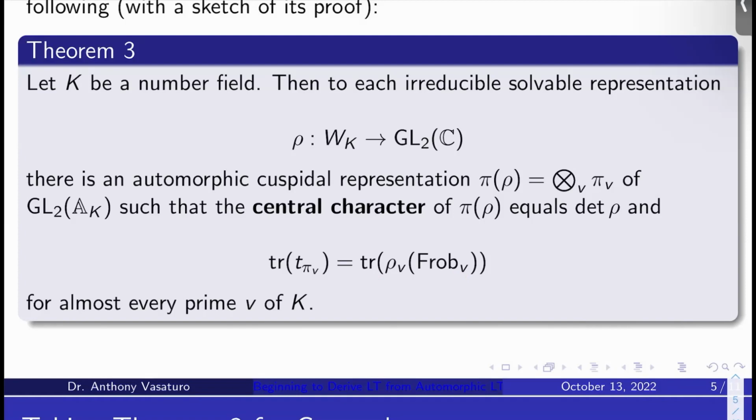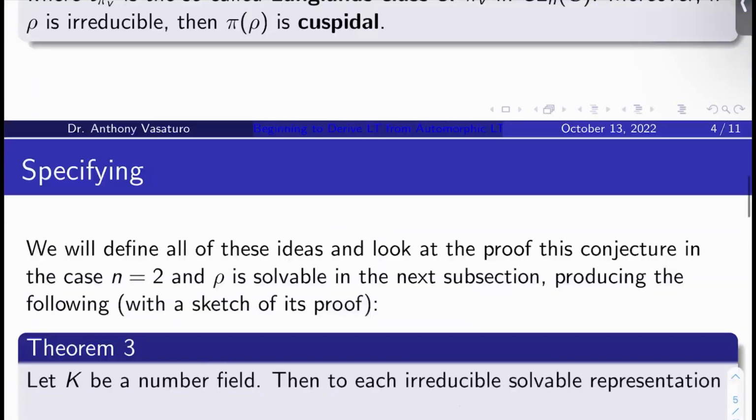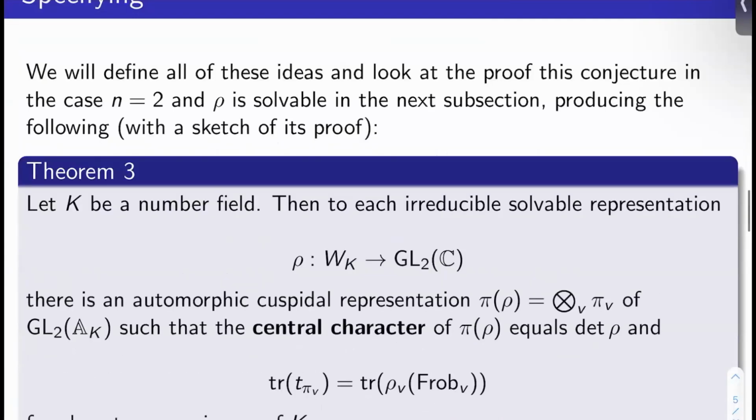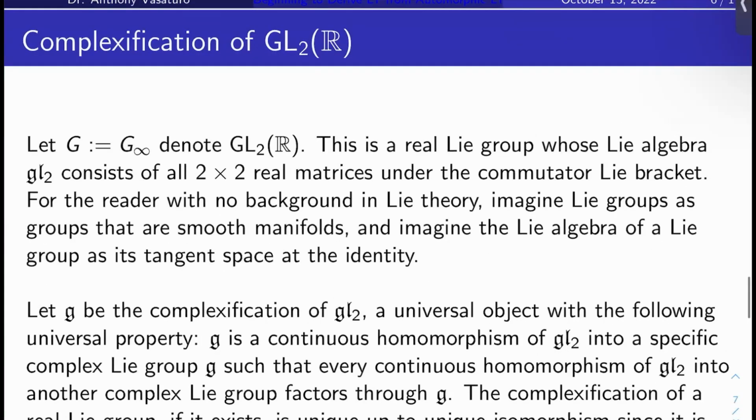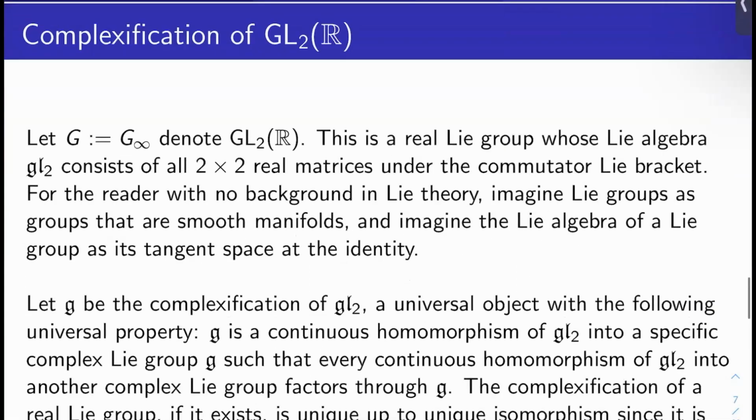So we have this. We're going to take all this stuff from this video for granted, and we're going to show classical Langlands tunnel. And classical Langlands tunnel is what we used last video to get that the irreducibility of rho bar E3 implied the modularity of rho bar E3. Okay, so let's start the setup now, just a couple of slides, and then we'll continue next video.